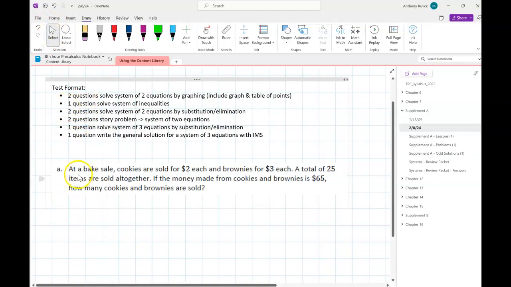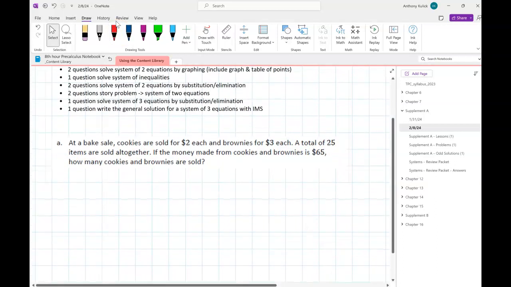All right, so at a bake sale, cookies are sold for $2 each, brownies for $3 each. A total of 25 items are sold altogether. If the money made from cookies and brownies is $65, how many cookies and brownies are sold?